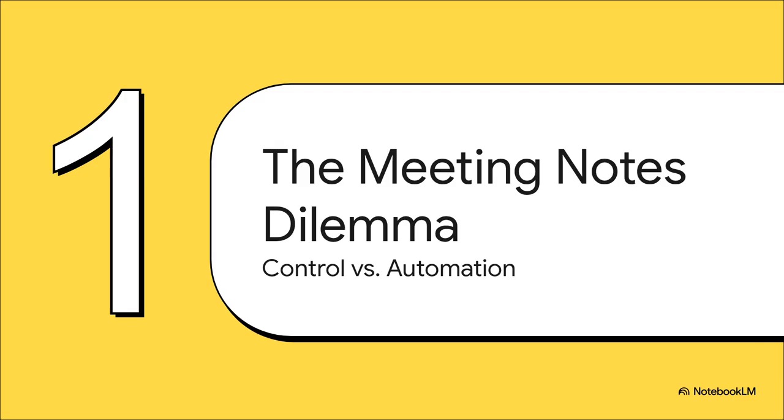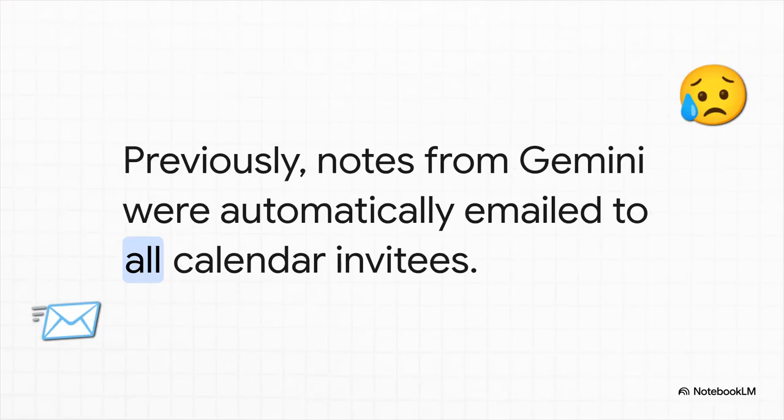And that feeling, well, it gets right to the heart of what we can call the meeting notes dilemma. So here's how it used to work. The old system was, let's be honest, a bit of a blunt instrument. If you used the Notes with Gemini feature, that AI summary it created was automatically blasted out to everybody on the calendar invite. Yep, that means the people who declined, the optional folks, maybe even outside partners who really didn't need the internal debrief. Not ideal.